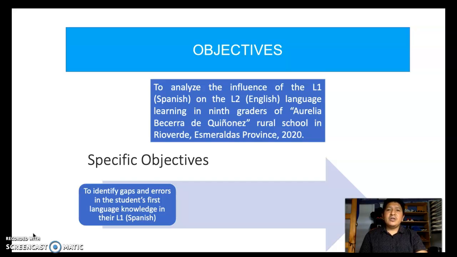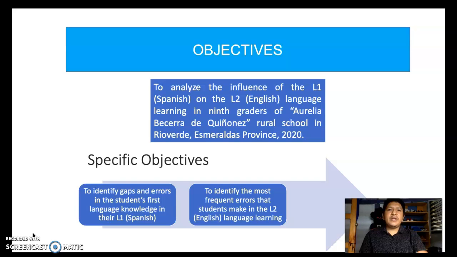The second was to identify the most frequent errors that the students make in the L2 English language learning, and the last specific objective was to determine the influence that L1 Spanish knowledge has on the L2 English language learning.